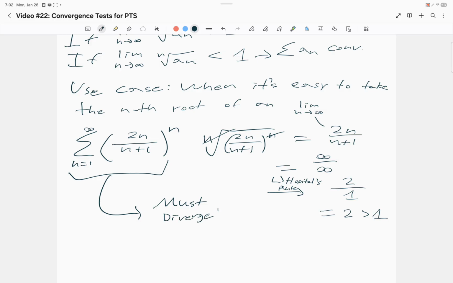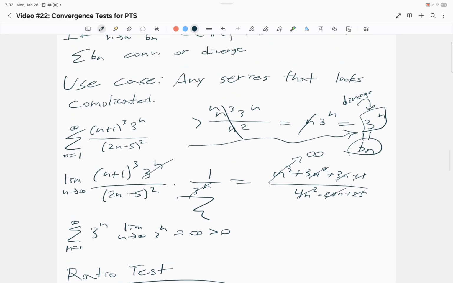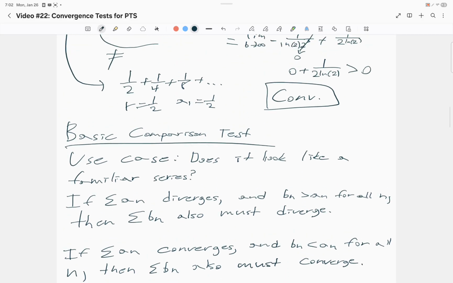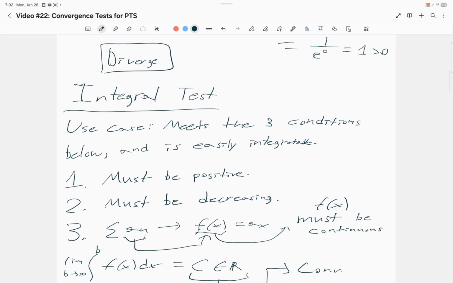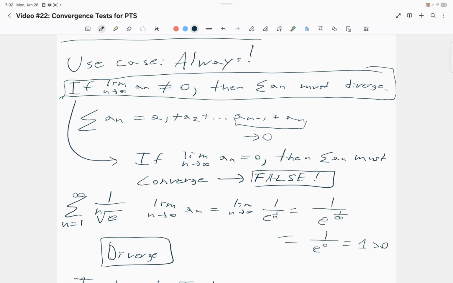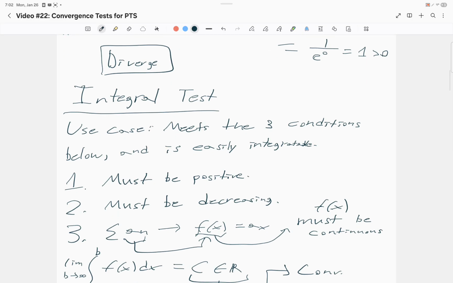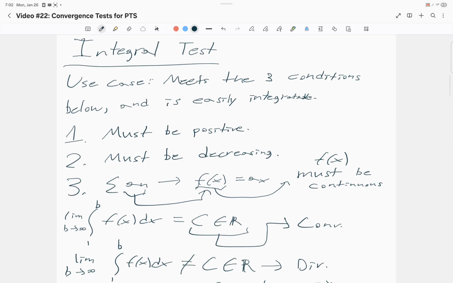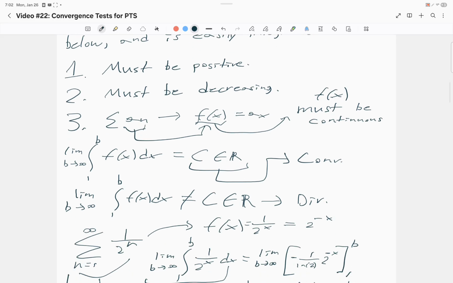So there you go. Those are all the different types of tests that you should be aware of and on the lookout for. In terms of the first ones you should be doing, the nth term test is always a good one to start off with. I can't think of a scenario in which it would hurt you, because it's just taking that limit as n approaches infinity. The integral test is nice if it's something that you can integrate. If it's not, too bad, you have to use something else.